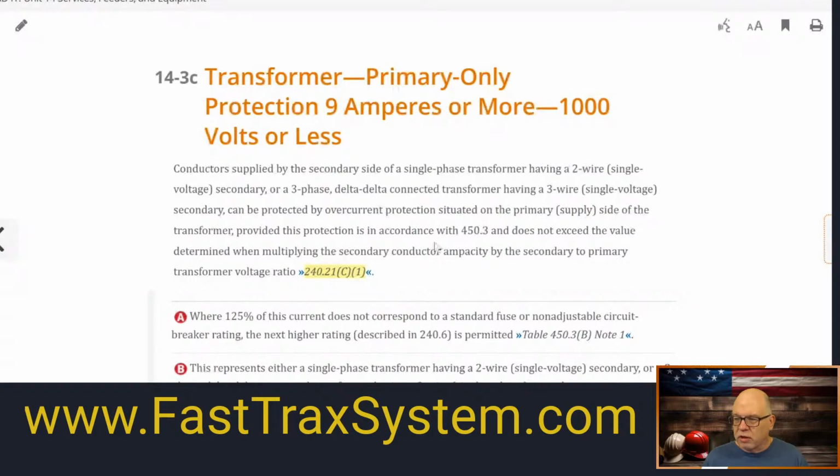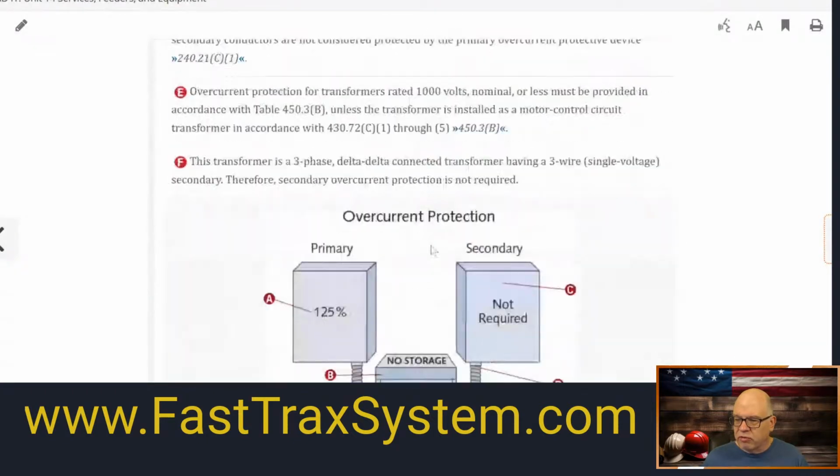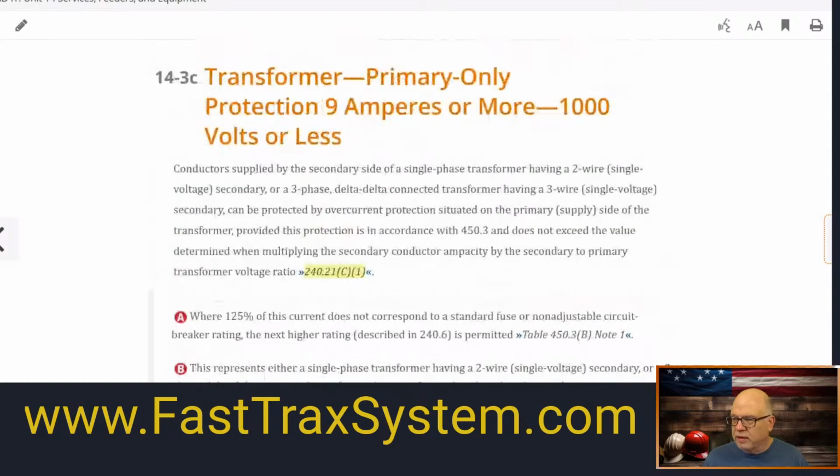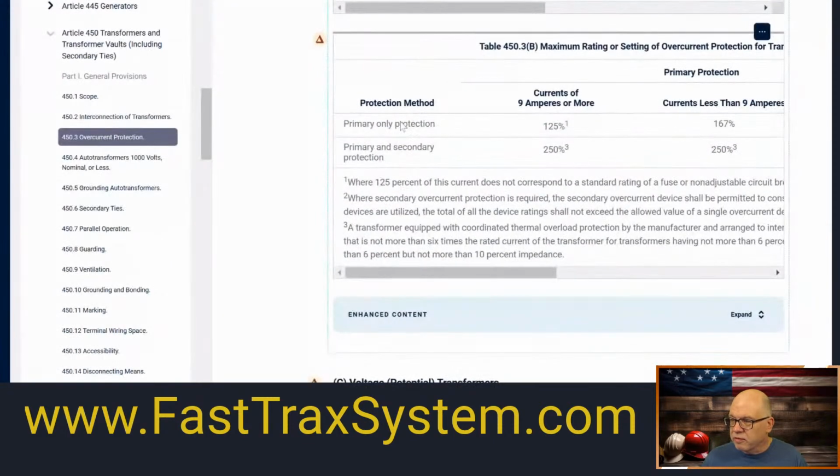All right, now let's talk a little bit about transformers and overcurrent protection. First thing we'll look at is the transformer. Now I've got to give you context to the code, so we'll go to the code real quick, and we're going to look at this protection. We're going to go down to 3. Let me make sure that I'm doing the right one. Yes. Okay, right here. So let me share this screen.